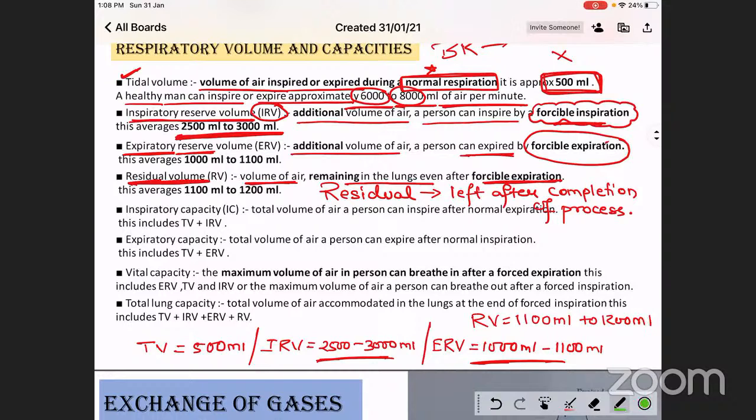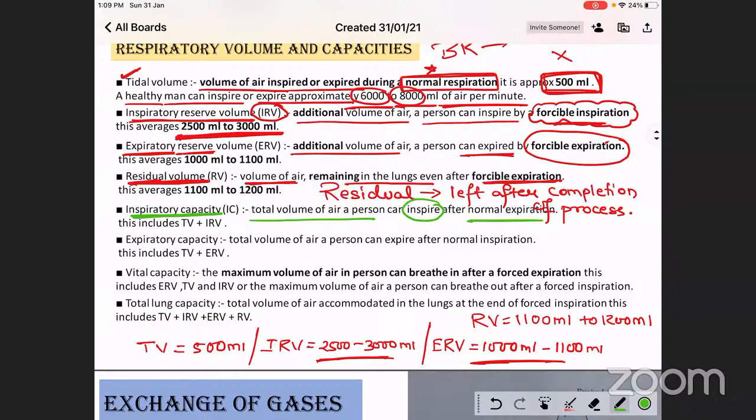The first capacity that is coming in front of you is the inspiratory capacity. The name is defining itself. We are talking about the inspiration and we are talking about the capacity, meaning how much inspiration we can do, how much volume we can take inside. So inspiratory capacity is the total volume of air a person can inspire after normal expiration. Meaning normally we have thrown out the air from the body. Now we are taking air inside the lungs.